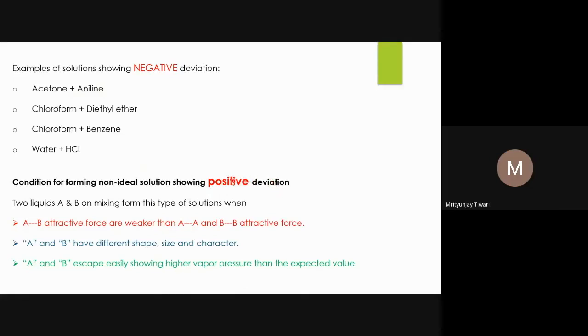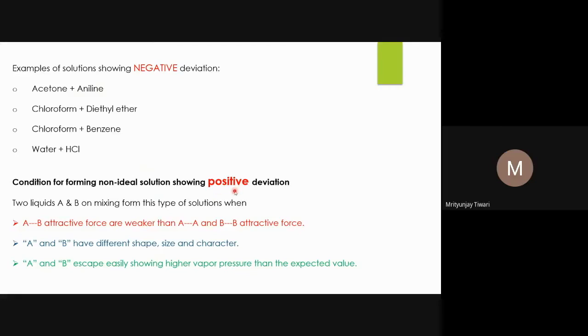The non-ideal solution showing positive deviation. Why does it show this? Suppose two liquids A and B on mixing form this type of solution, a non-ideal solution showing positive deviation. Then in that case, the A-B attractive forces are weaker than the solute and solvent attractive forces. Suppose one is solute and another is solvent. Suppose A is solvent and B is solute. The solvent-solute attractive forces are weaker than the solvent-solvent and solute-solute attractive forces, and in that case the positive deviation is there.